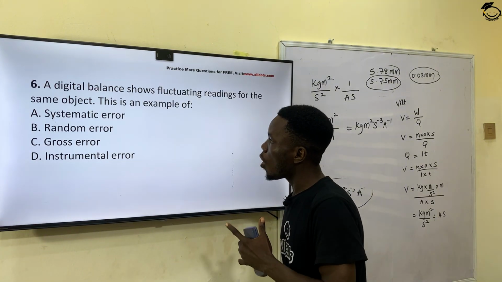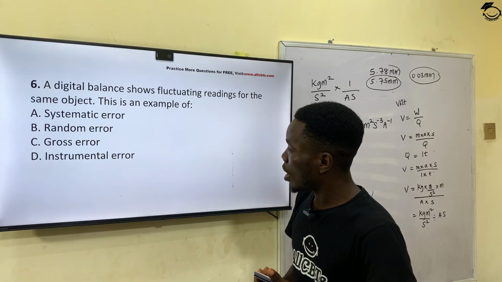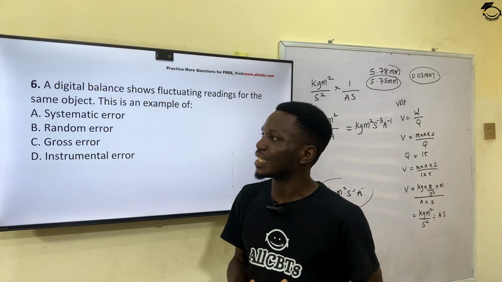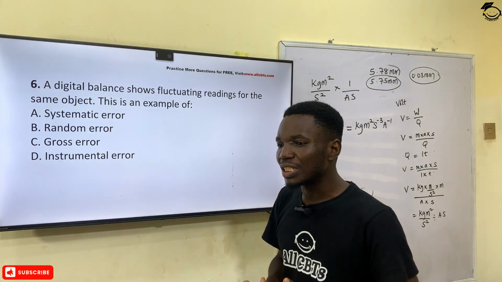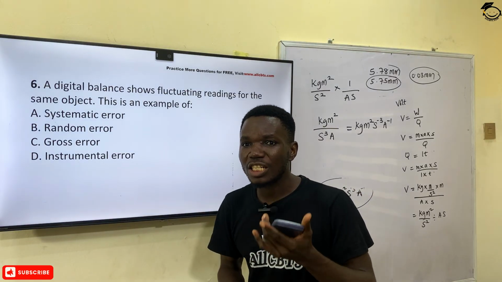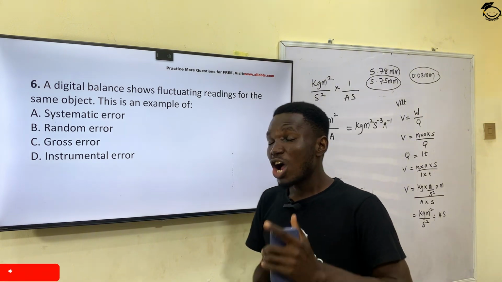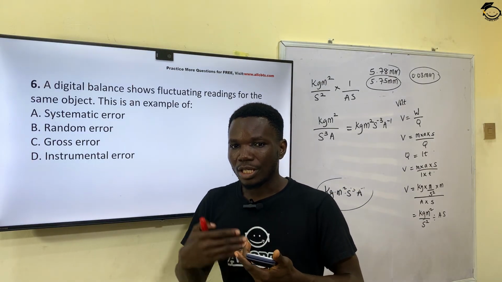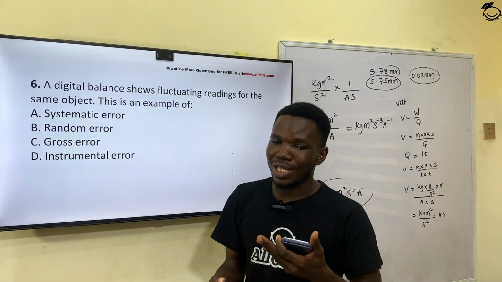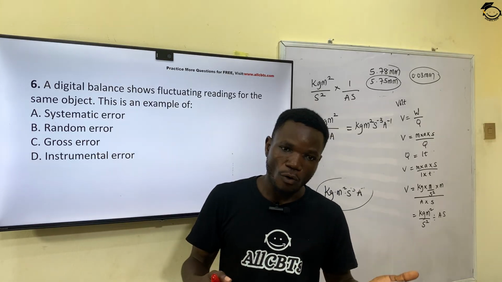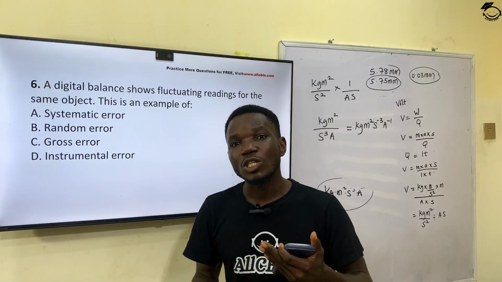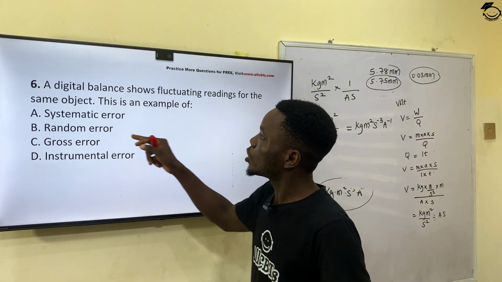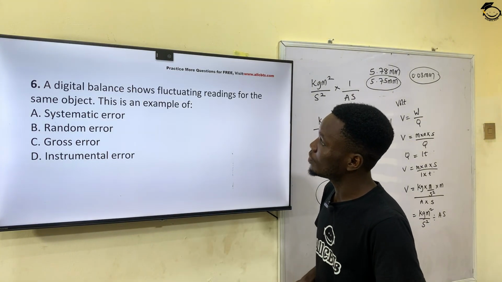This is an example of, now when a digital balance, which is used for measuring mass, shows fluctuation in its reading, that means it does not show the exact same reading for the same object. It's consistently changing. This is a kind of error that we call random error. So the error is not consistent. It's constantly changing. So if it measures 20.5, the next minute it measures 20.4, the next minute it measures 20.0. So that is a random error. The answer is option B.